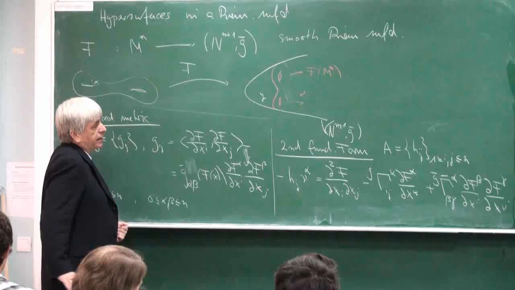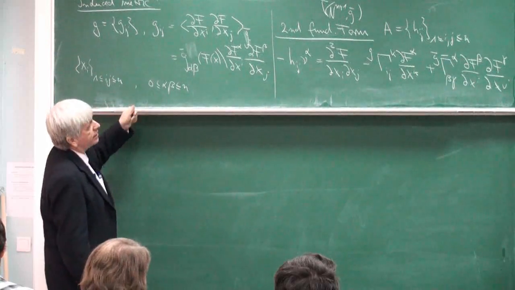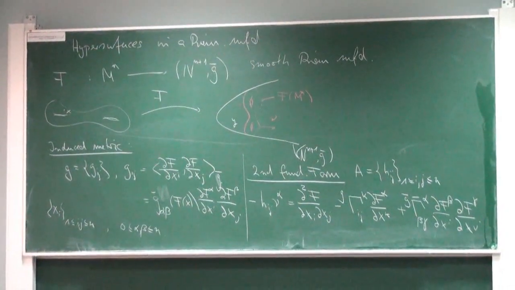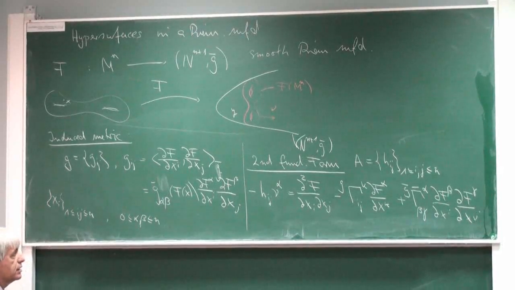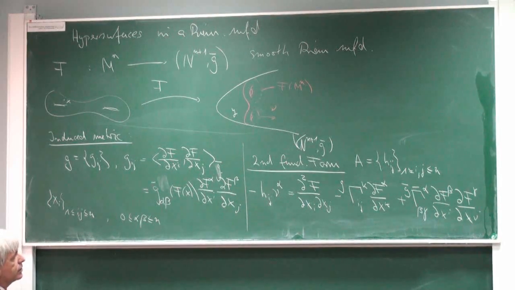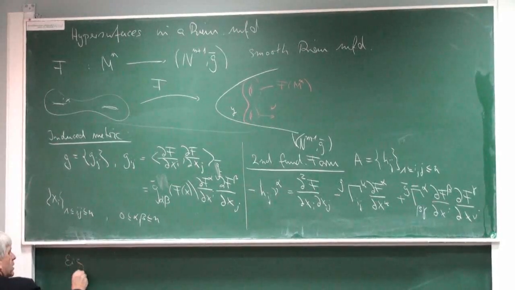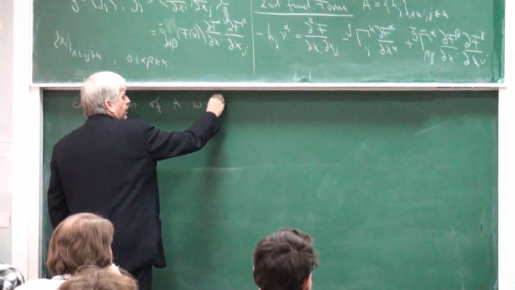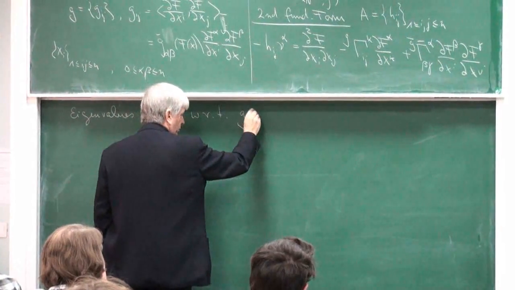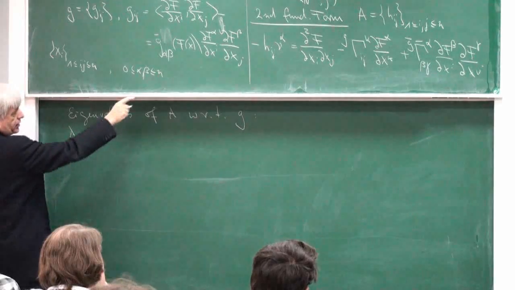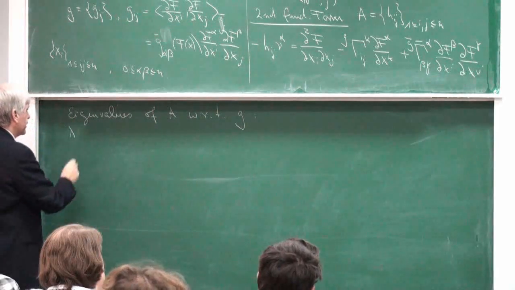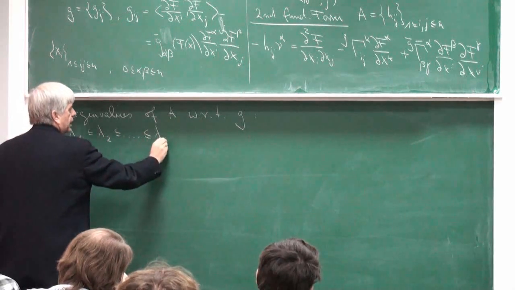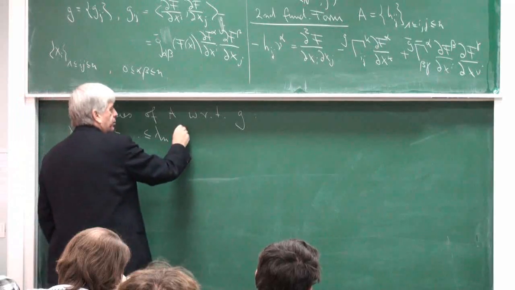Now, if you know the second fundamental form and the induced metric, then you can control all the geometry of the hypersurface in this Riemannian manifold. In particular, you can look at the eigenvalues of the second fundamental form. The eigenvalues of A with respect to the metric G, because this is a symmetric matrix, are real and we can order them: lambda 1 less than or equal to lambda 2 up to lambda n. These are the so-called principal curvatures.